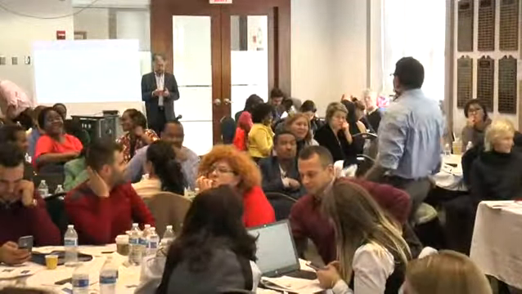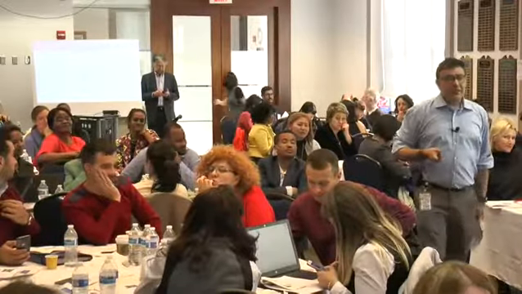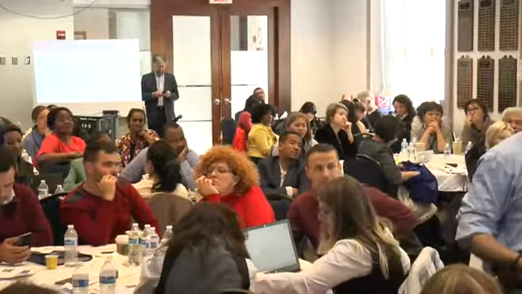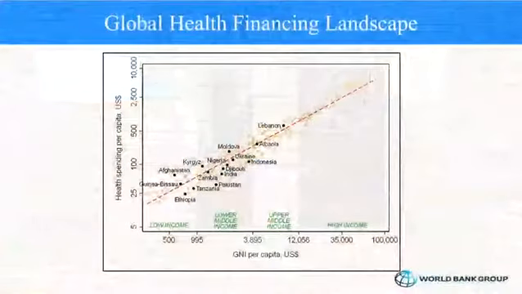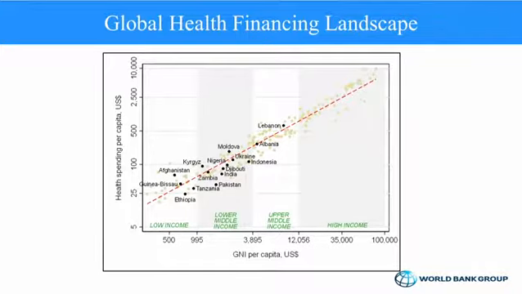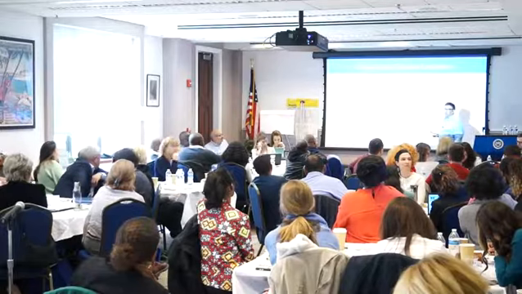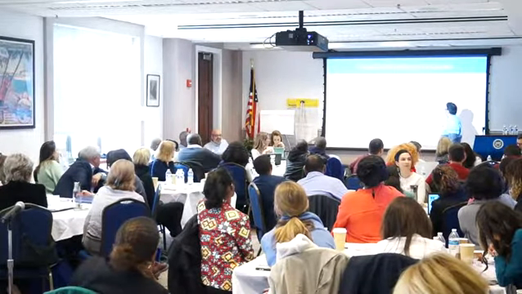So what do you see over here? It's a very strong positive correlation between how much countries spend and their national income. What else? So as you become richer, you tend to spend more. What else might you see here?